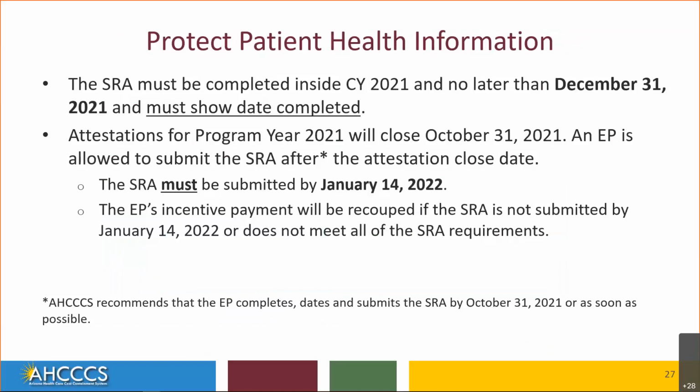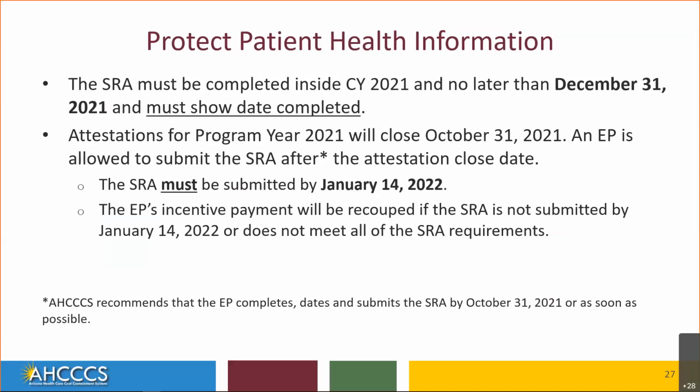And there are certain practices that do not complete their SRAs until the last month of the year. And so Access is allowing providers more time to assist them with completing and attesting for the EHR program. So the SRA must be completed, as we said, inside calendar year 2021. Attestations for program year 2021 will close October 31st, 2021. And EP is allowed to submit the SRA after the attestation close date. However, keep in mind that the SRA must be submitted to Access by January 14th, 2022.